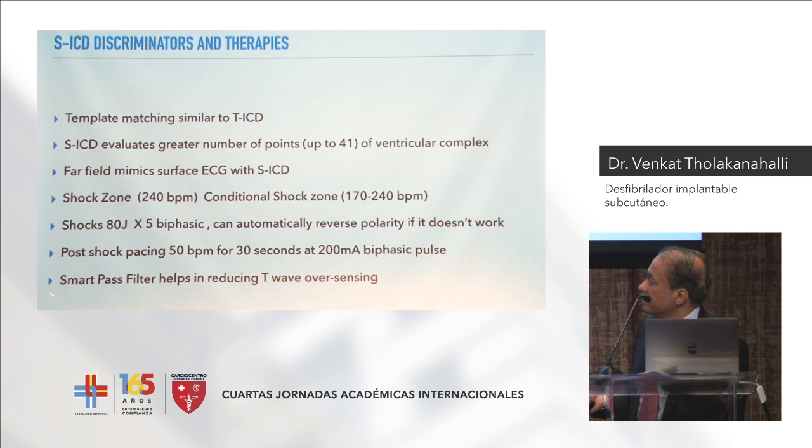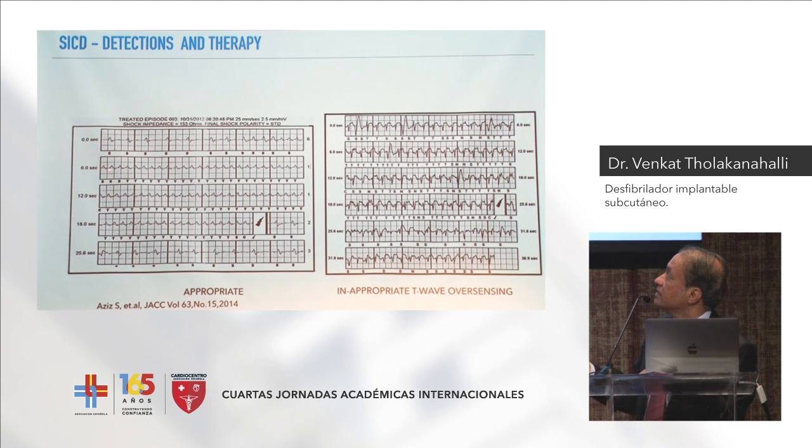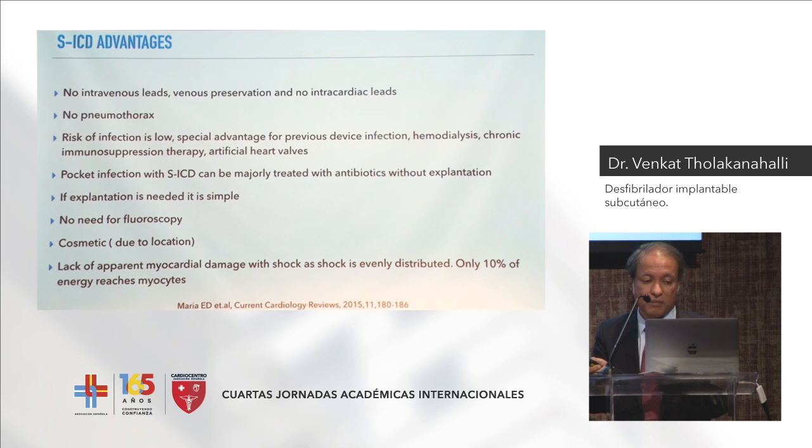So the recent thing is a smart pass filter which has been introduced, which is a software algorithm which helps reduce or minimize the T-wave oversensing. This seems to be valuable lately. So what it can do is, as you can see, the ventricular tachycardia looks like a regular ECG type of ventricular tachycardia, and the device actually shocks and converts here, right here, which is an appropriate one. In the inappropriate one, there is a T-wave oversensing. So it is double counting, and it is delivering the energy there. So this is largely eliminated by this T-wave oversensing algorithm using the smart pass.